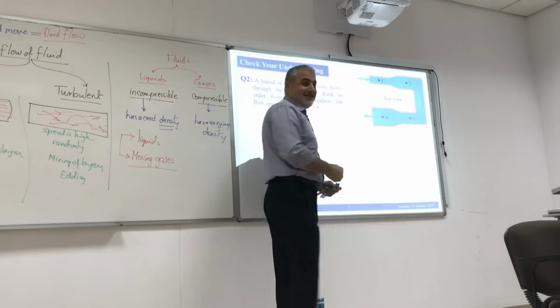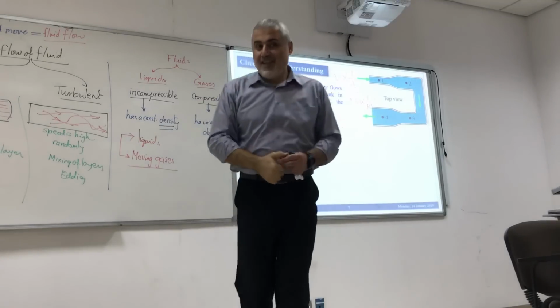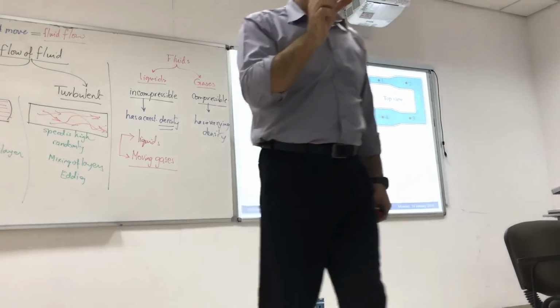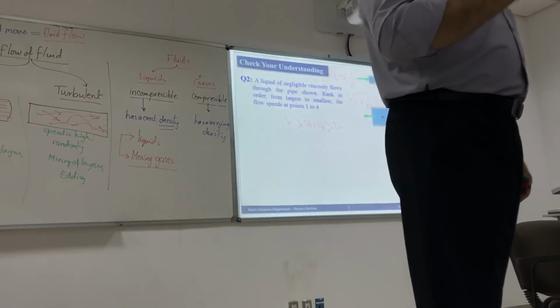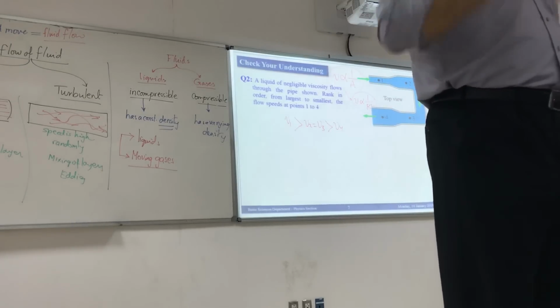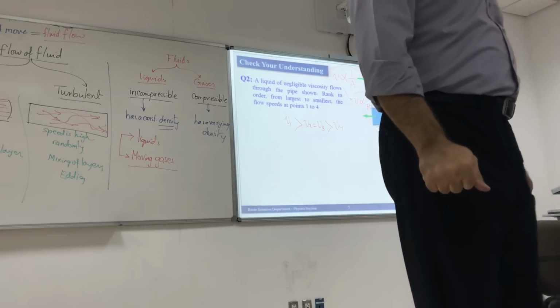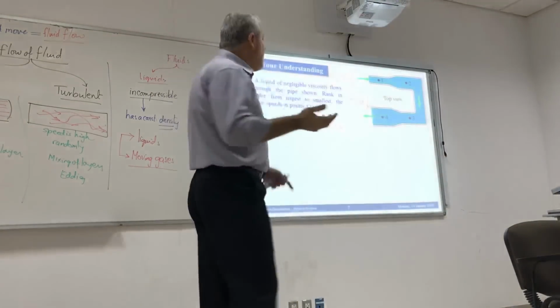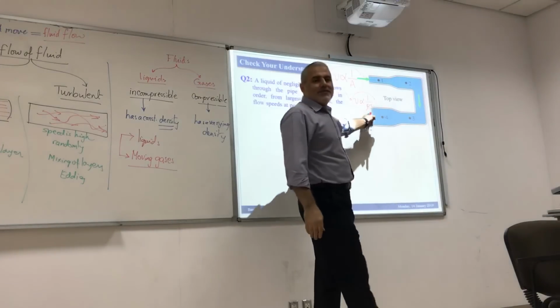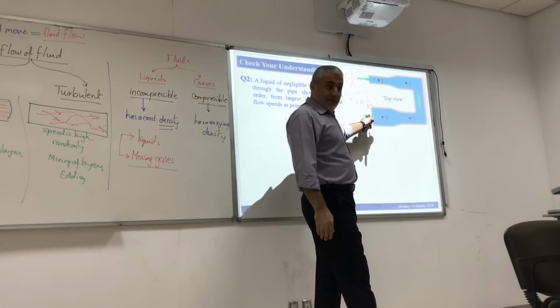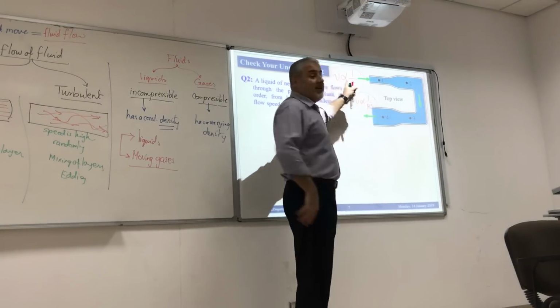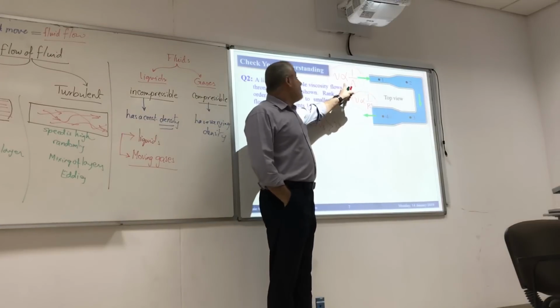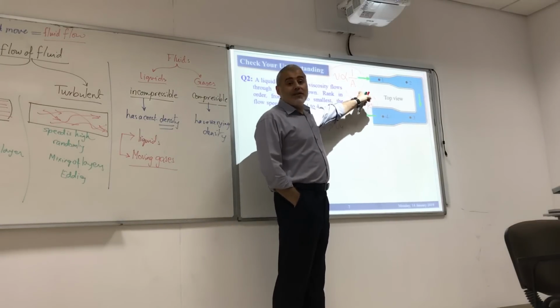This may be played on you. If R doubles, V increases by 4 times, not just 2 times, because it is R squared. This is an idea, just take care of it. Again, I will clarify: speed is inversely proportional to the area.